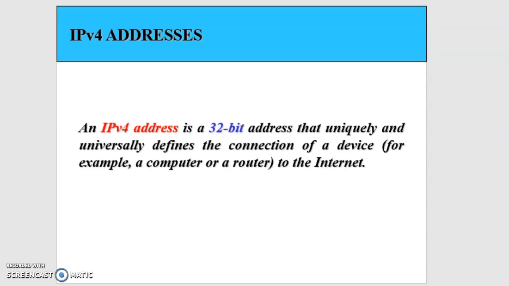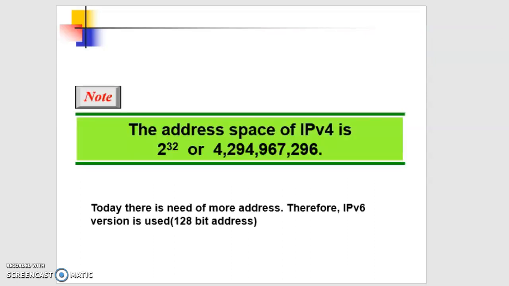A 32-bit address means you have 2 to the power 32 addresses that can be uniquely identified, but as the need for more addresses arrived, this was not enough to uniquely identify devices. Then we shifted to IPv6, that is version 6, which consists of 128-bit addresses. That means your address space has tremendously increased to 2 to the power 128.